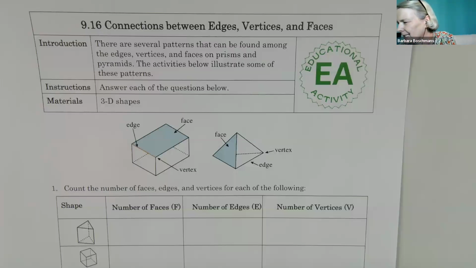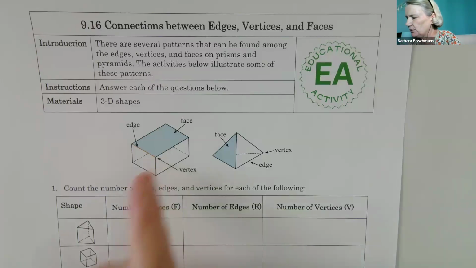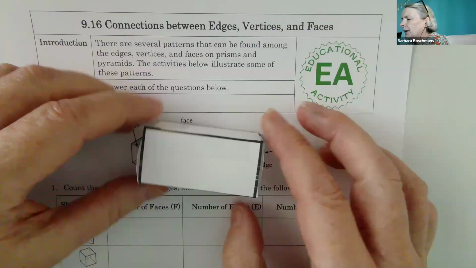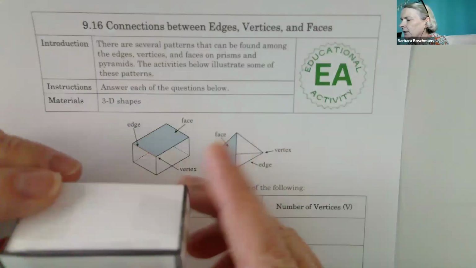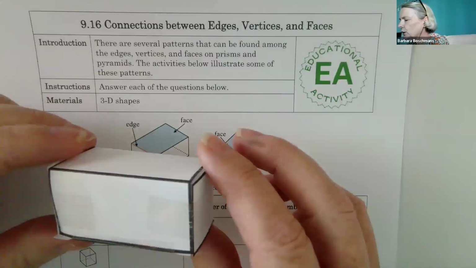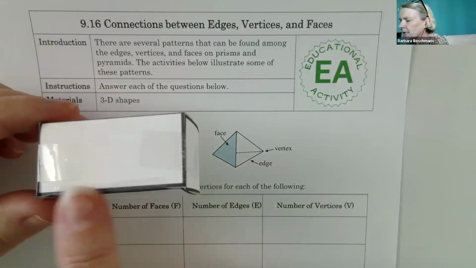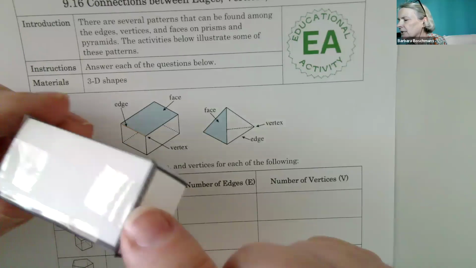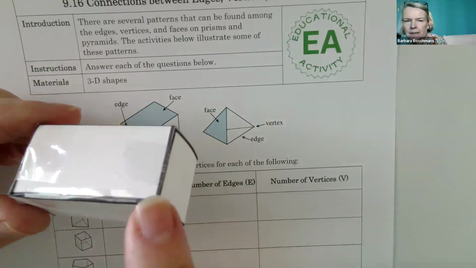Activity 9.16 is connections between edges, vertices, and faces. So we've already discussed bases and lateral faces. If I go ahead and, for example, pick what is shown here, which is a rectangular prism, every single rectangle or square is called a face. Where two of your faces meet is called an edge. And all the corners or points where all of your edges meet are called vertices.